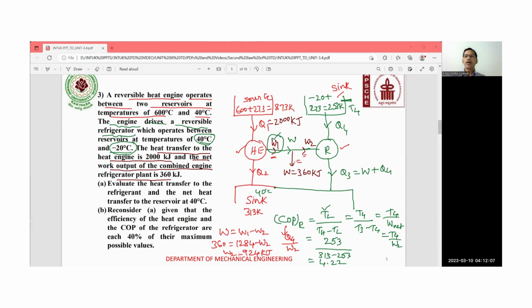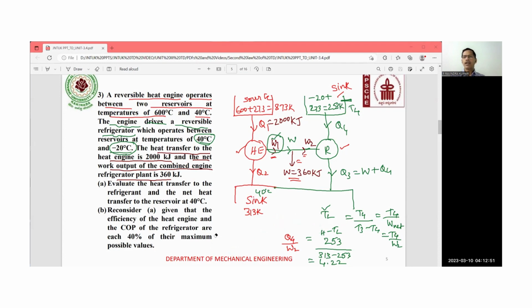Clear? So the net work W is equal to W1 minus W2. This is the work output, and W2 is the work input to the refrigerator. W1 is the work output from the heat engine, but the combined engine is going to produce this net work output. This is how the problem is connected. Once you have W1, W2 and W, you can easily calculate Q4 and Q3. So let's come to that place; I'm going to erase this particular point.